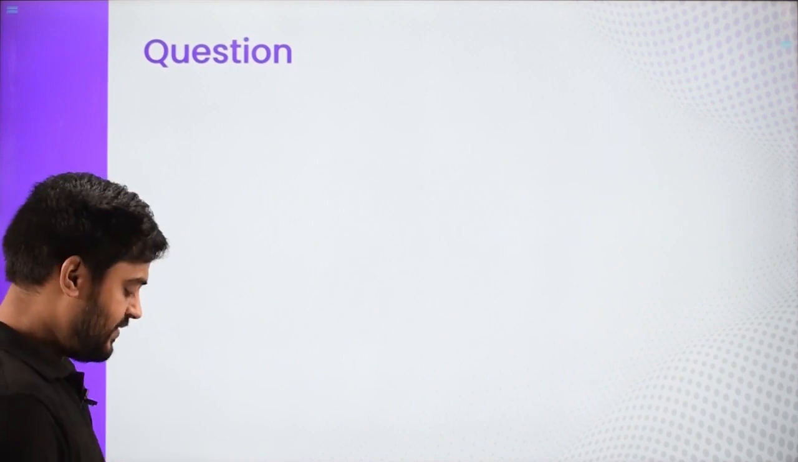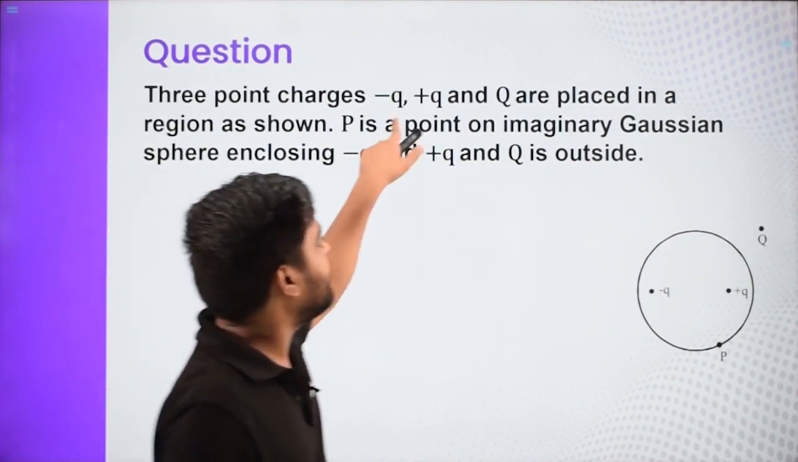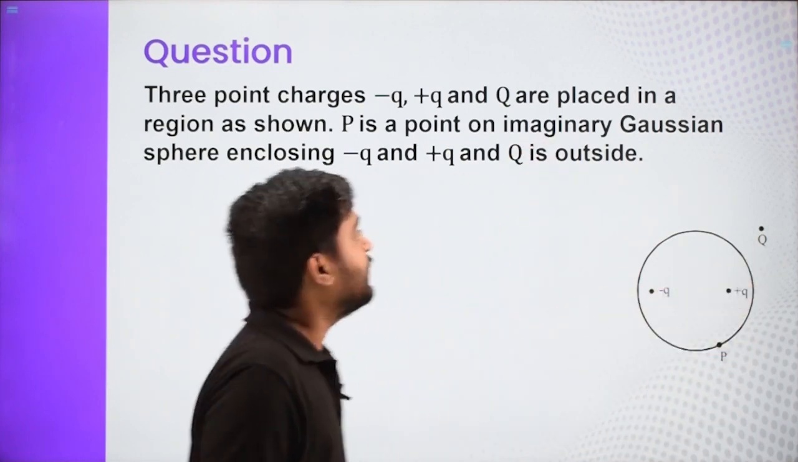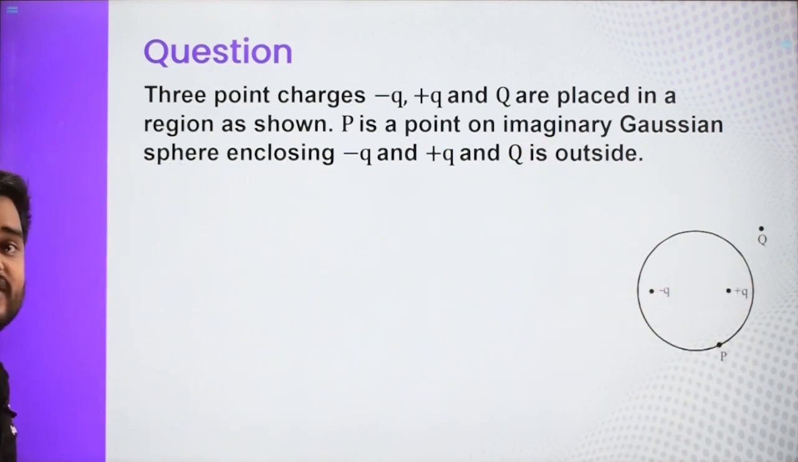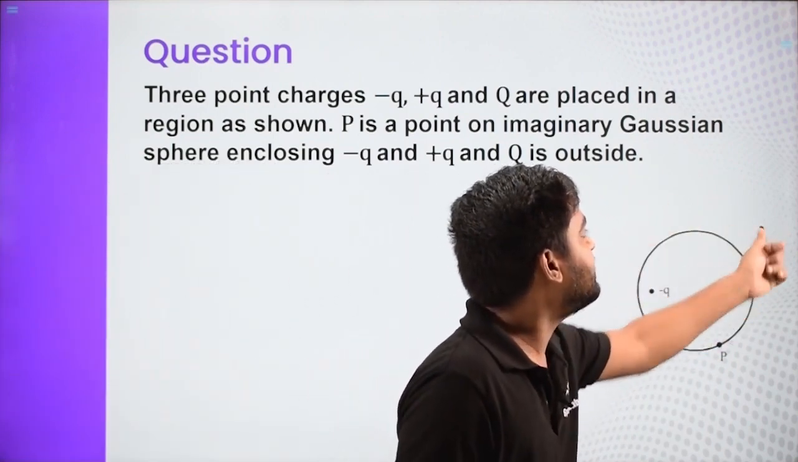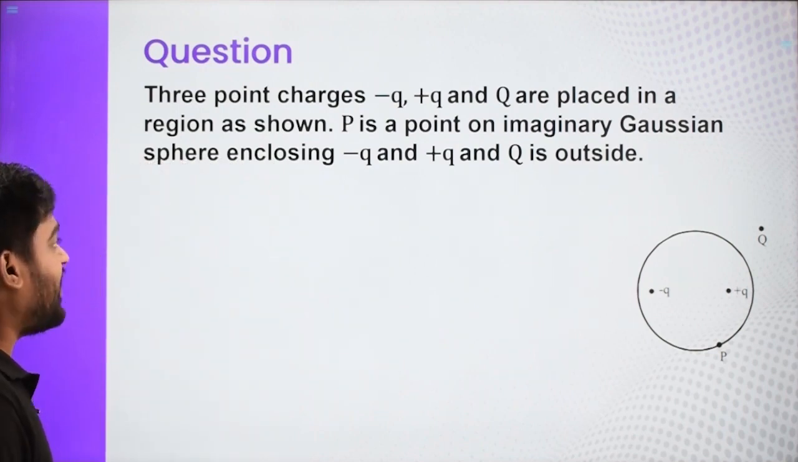Let us do a question. This question says that three point charges, minus q, plus q and capital Q, are situated in the region as shown. So minus q and plus q are inside this surface and capital Q is outside the surface. This is an imaginary Gaussian sphere.